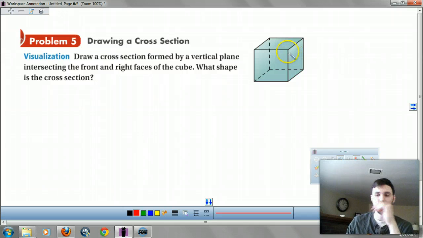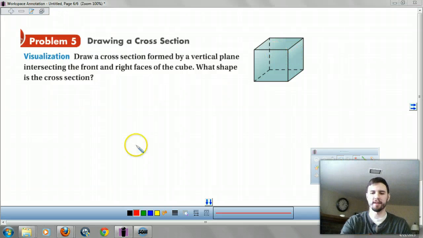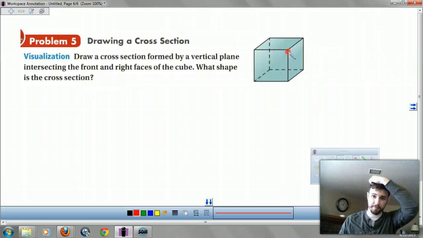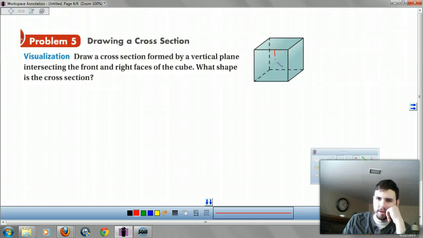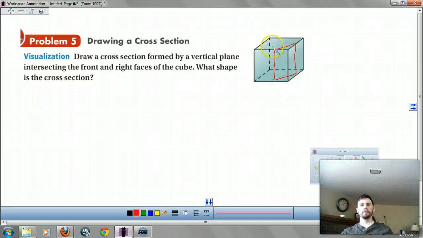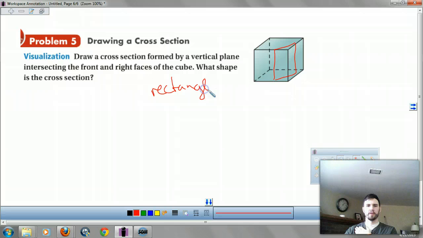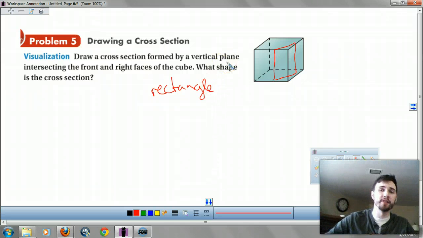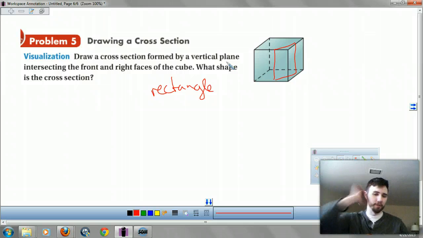Okay? We're making a cross section. Okay, so here's my front, here's my right. So I'm going to take my knife, I'm going to start here, I'm going to cut until I hit the right. What kind of figure is that? It's going to be a rectangle. Okay? These are tough, guys. You gotta visualize them, be a good drawer. I'll help you out with them. Enjoy.